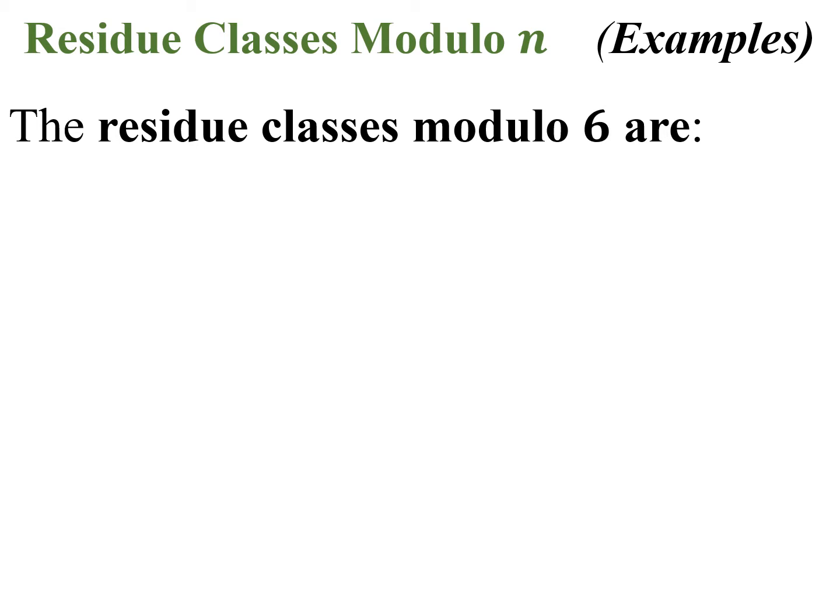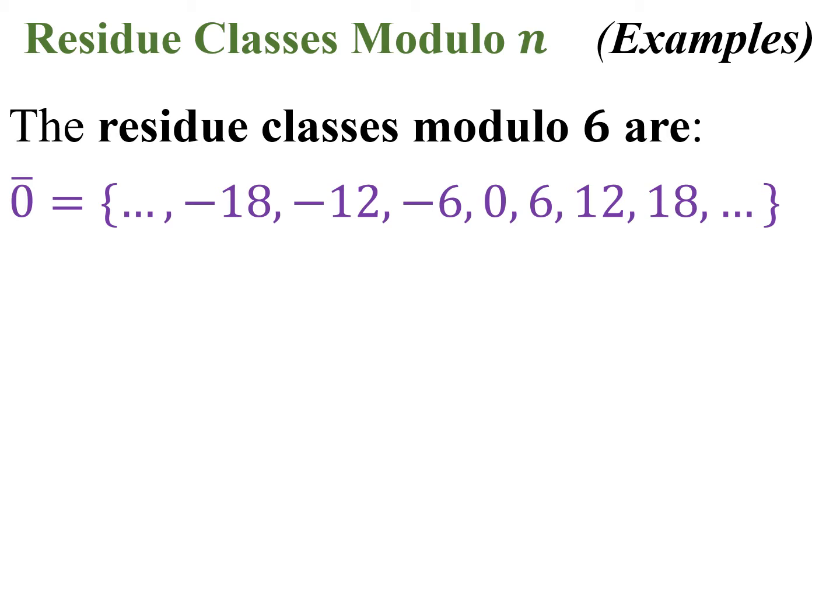Now the class of 0 itself contains 0 and all those integers which are congruent to 0 modulo 6. All the remaining integers congruent to 0 modulo 6 can be obtained by adding multiples of 6 to 0 and subtracting multiples of 6 from 0. When we add multiples of 6 to 0, we get 0 plus 6 is equal to 6, 6 plus 6 is equal to 12, 12 plus 6 is equal to 18 and so on. When we subtract multiples of 6 from 0, we get 0 minus 6 is equal to minus 6, minus 6 minus 6 is equal to minus 12, minus 12 minus 6 is equal to minus 18 and so on.